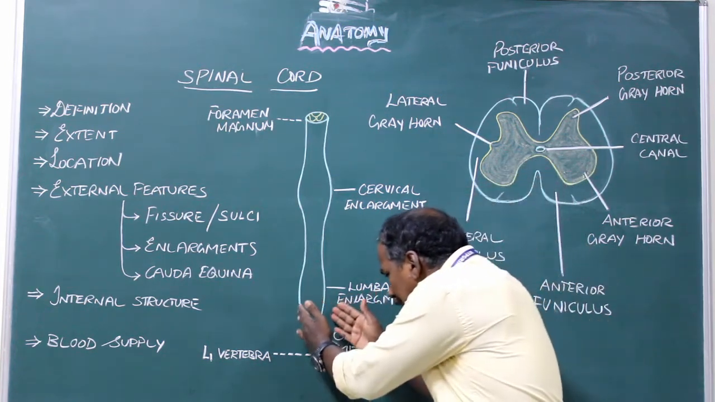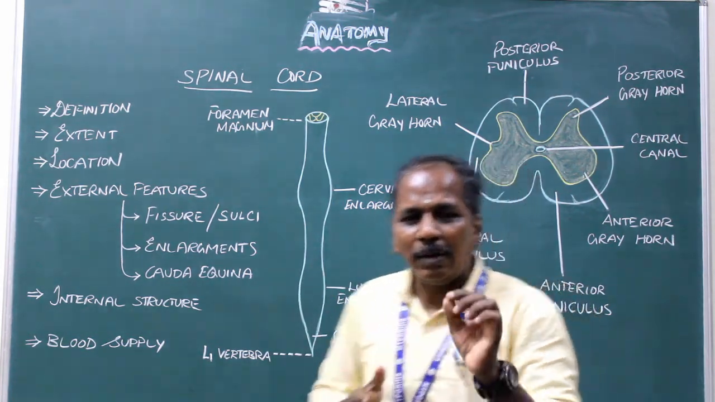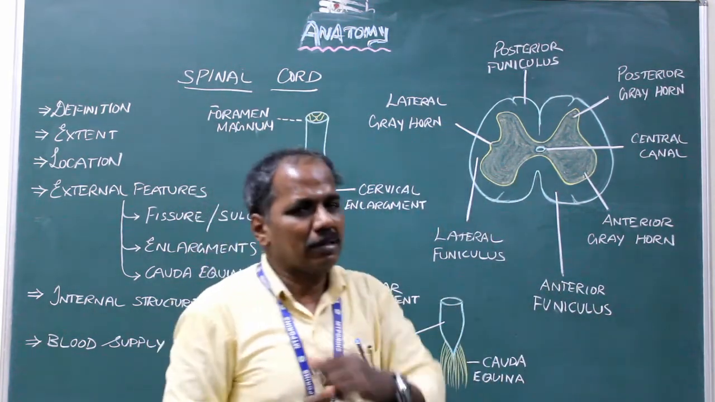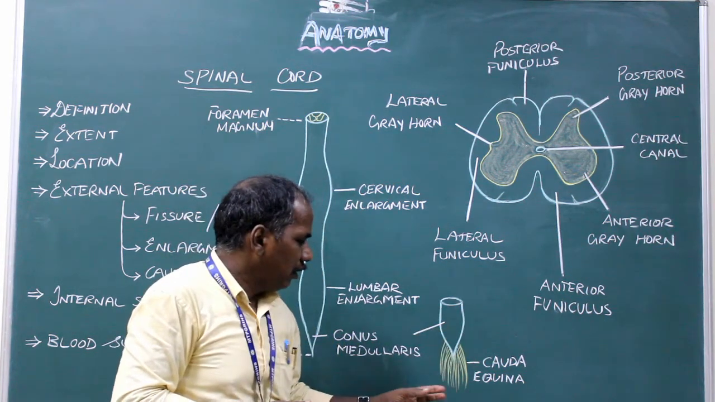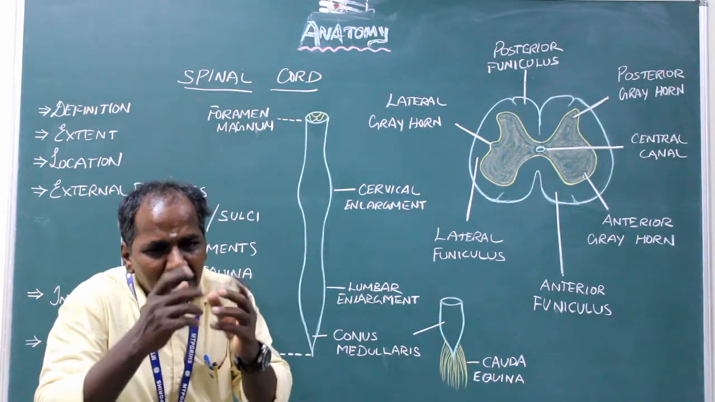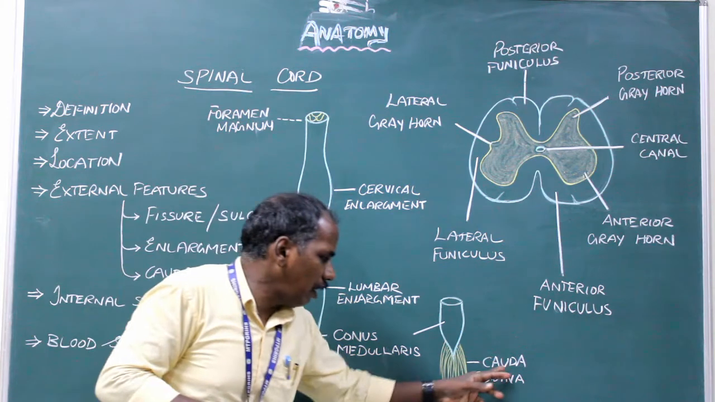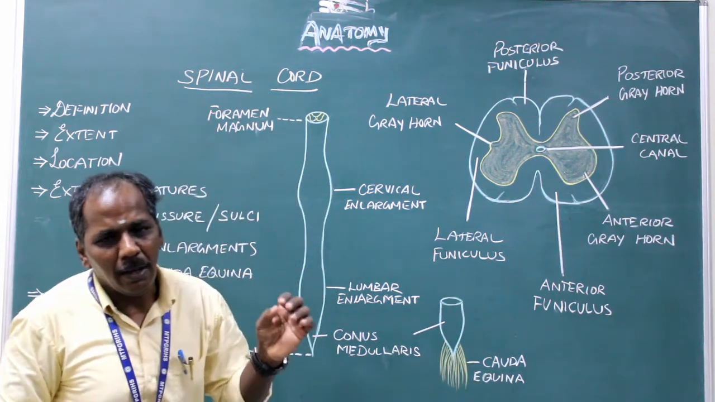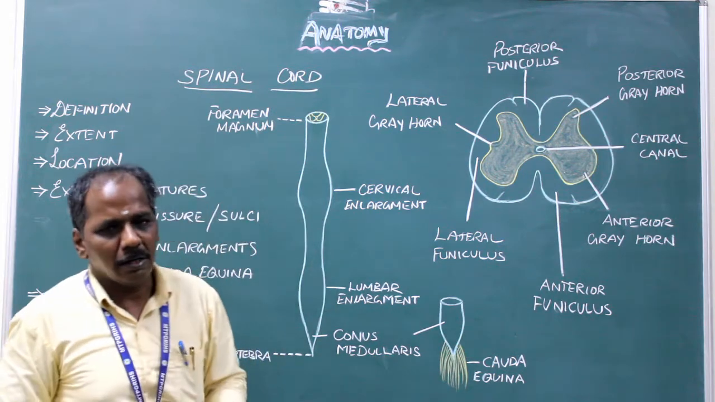The lower end of the spinal cord is conical in shape and known as conus medullaris. Near the lower end, there are bundles of spinal nerve fibers known as cauda equina. Cauda means tail, equina means horse. Since it resembles the tail of a horse, this is known as cauda equina.